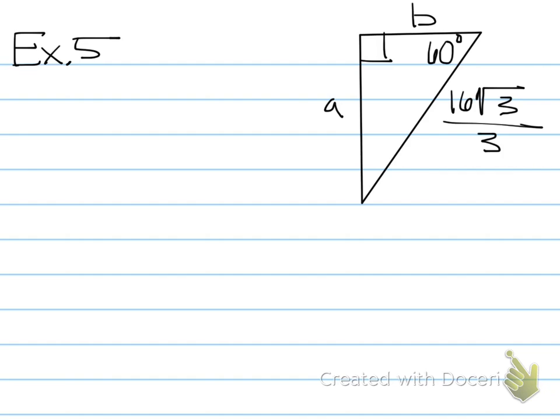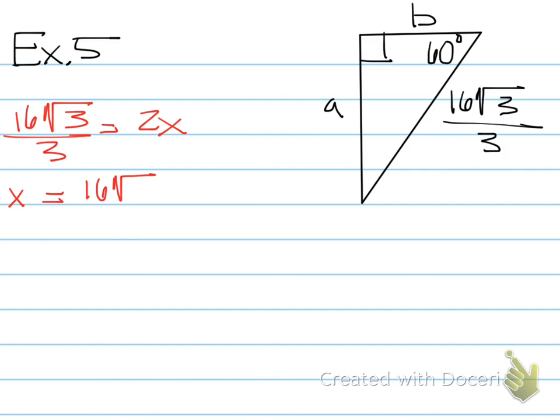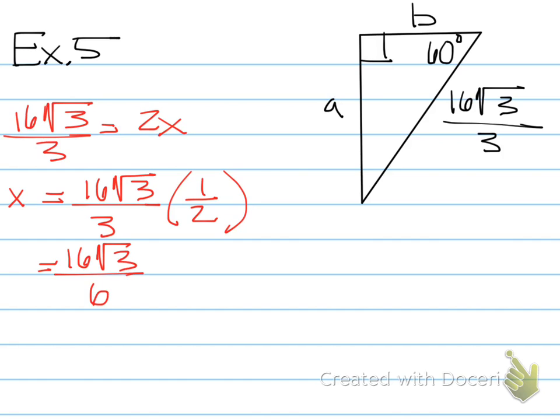And for this last 30, 60, 90 triangle, we're now given the length of the hypotenuse. And again, the hypotenuse of a 30, 60, 90 triangle is the length of the short leg times 2. All right, so to find the length of the short leg, we need to divide both sides by 2 or multiply both sides by 1/2. When I multiply 16 root 3 over 3 by 1/2, I get 16 root 3 over 6. I can simplify that to 8 root 3 over 3. So the short leg is 8 root 3 over 3. So B is 8 root 3 over 3.